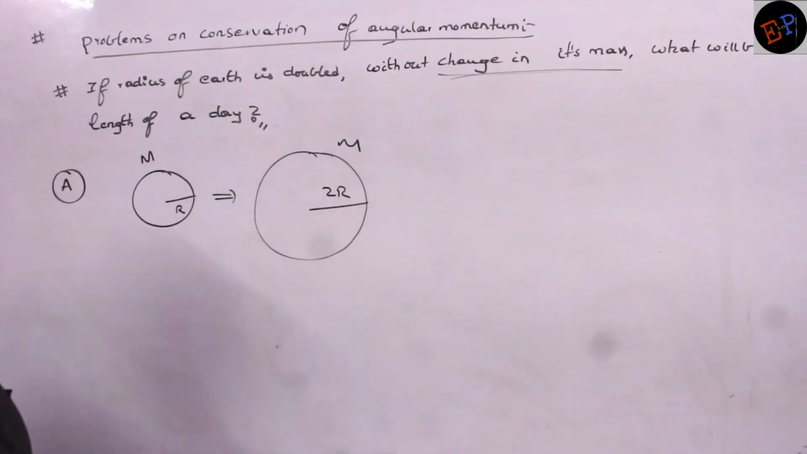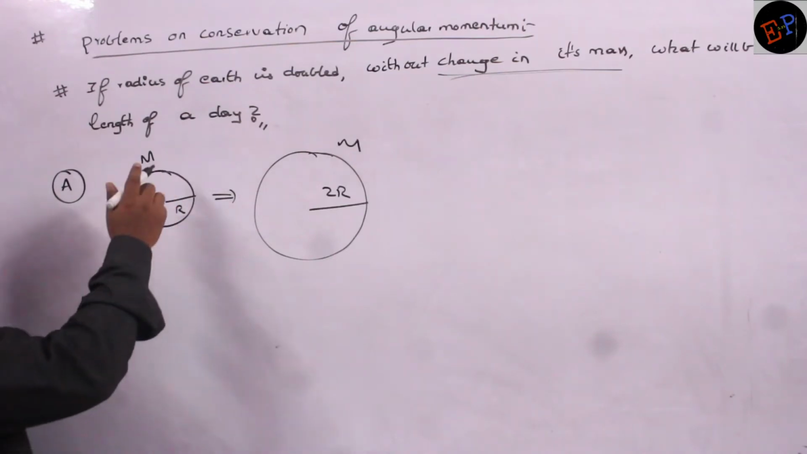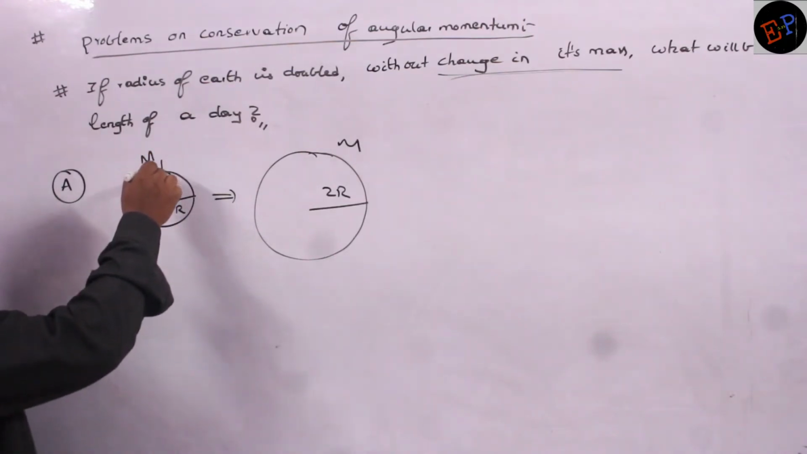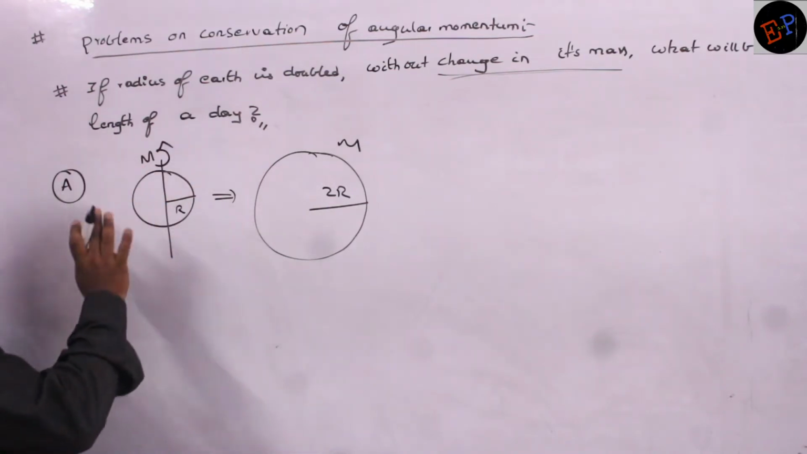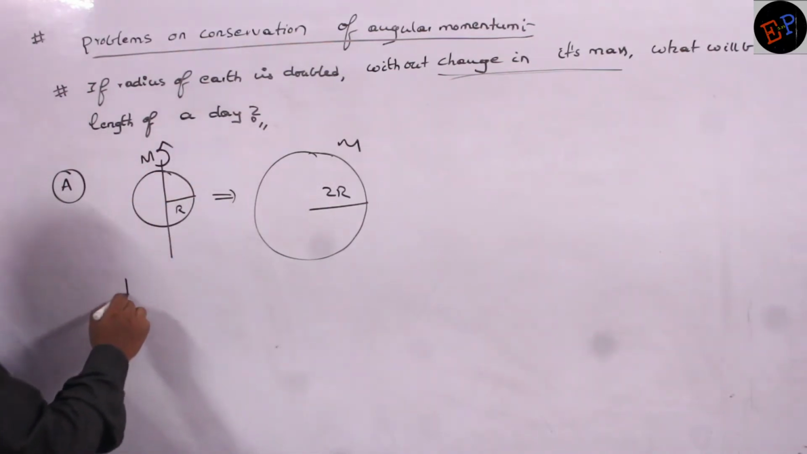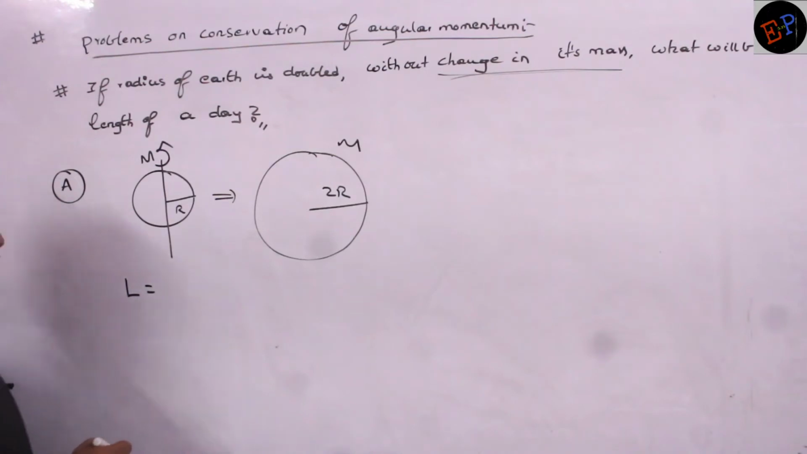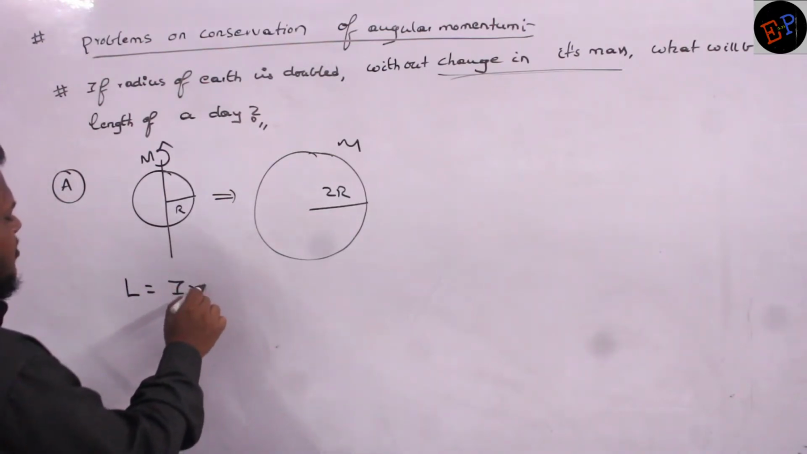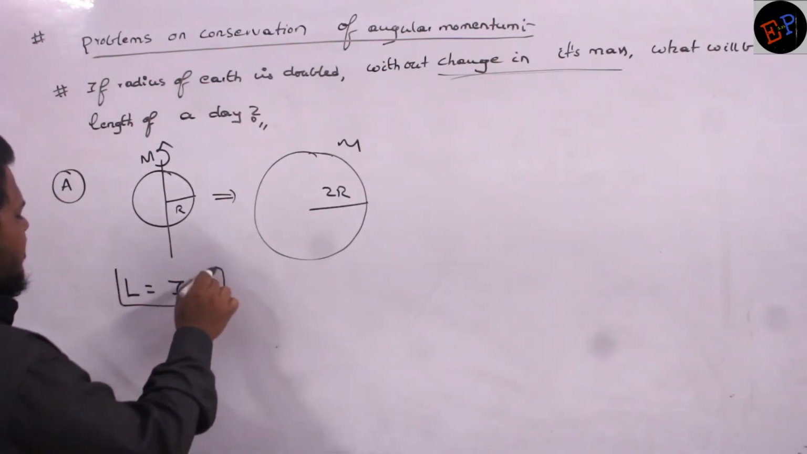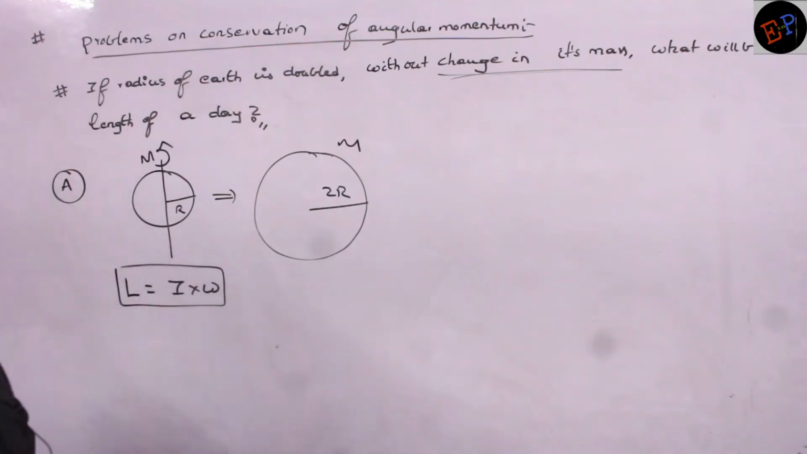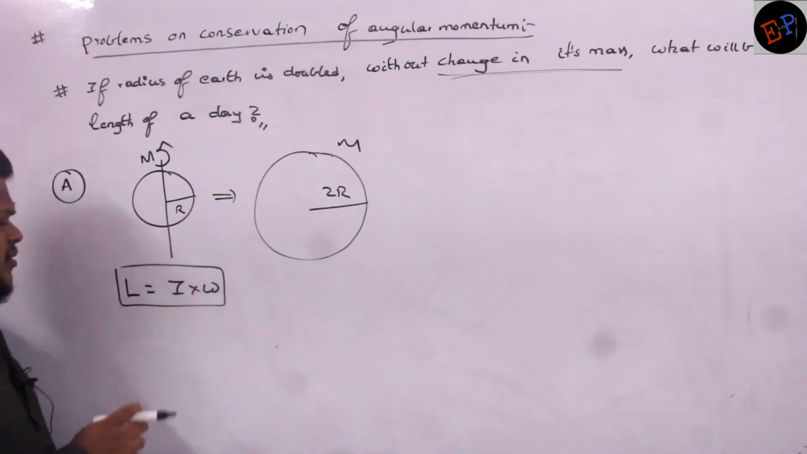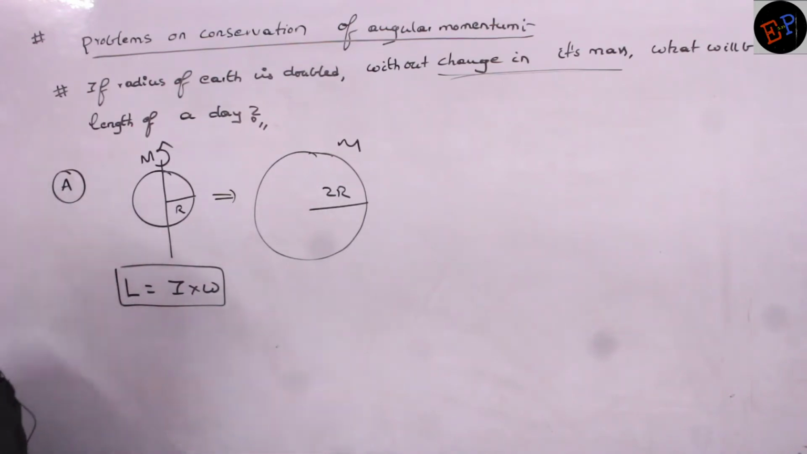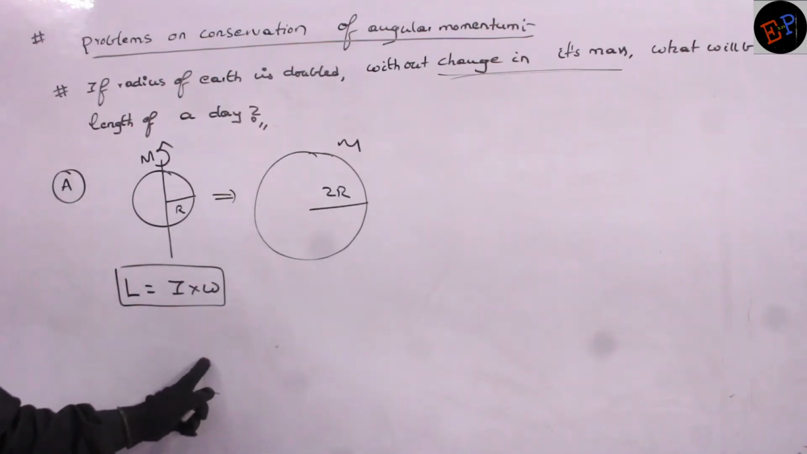So what is the formula for angular momentum of a sphere? Consider Earth is a sphere which is rotating about this axis. So what will be its angular momentum? Angular momentum will be I into omega. This will be the formula for angular momentum, because this is a rotating body. Instead of mvr, I can use this relation I into omega. Are you able to understand?